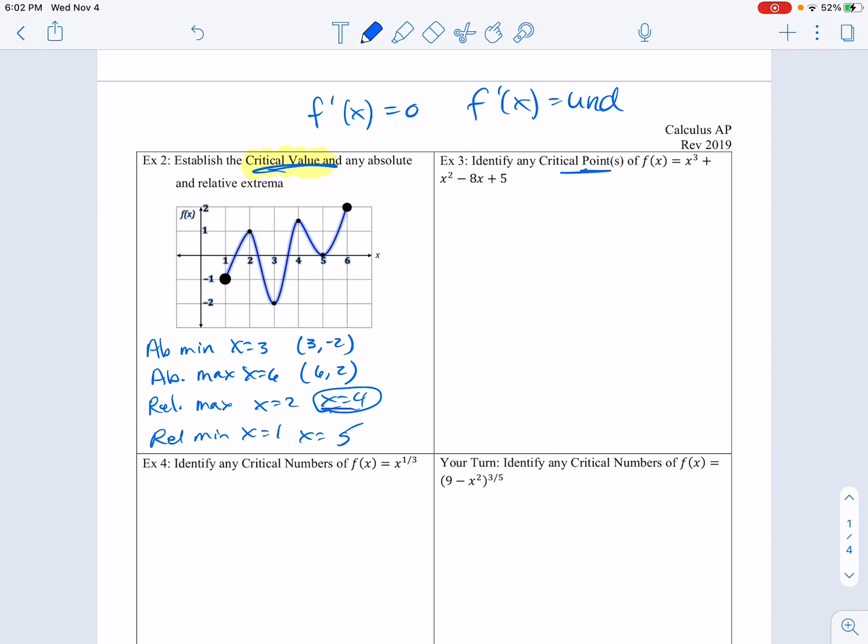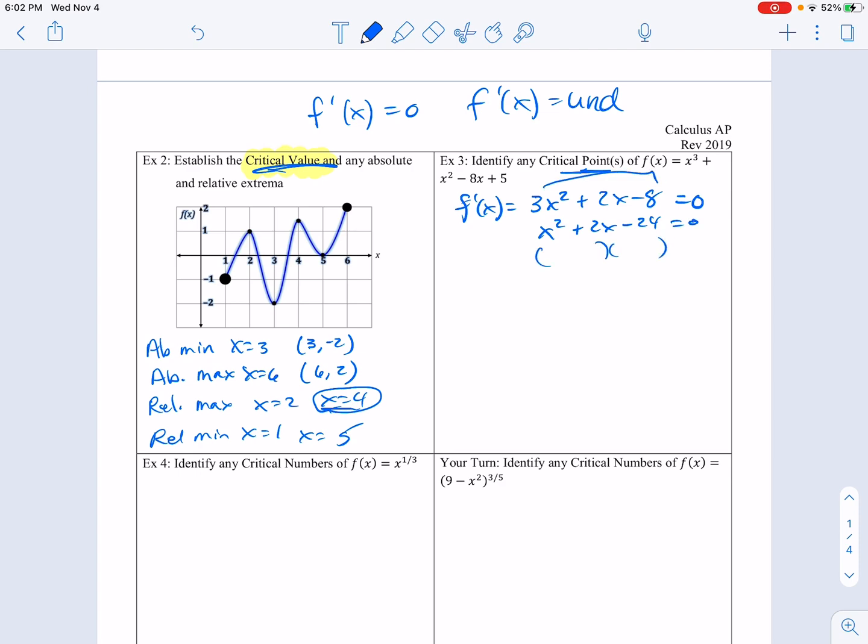All right, we're supposed to identify the critical points on this function. So the first thing you do is take the derivative, which we're really good at now, 3x squared plus 2x minus 8, and set it equal to 0. I don't know how you factor. This is how I factor. I multiply the 3 times the 8.